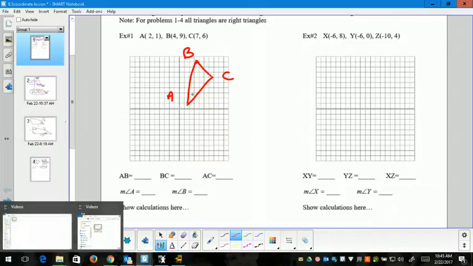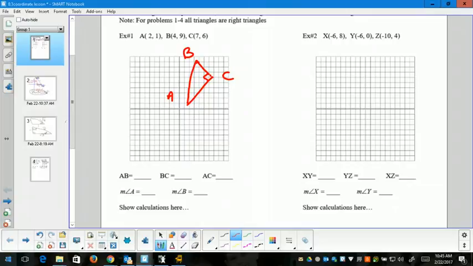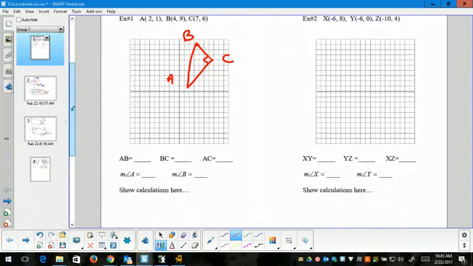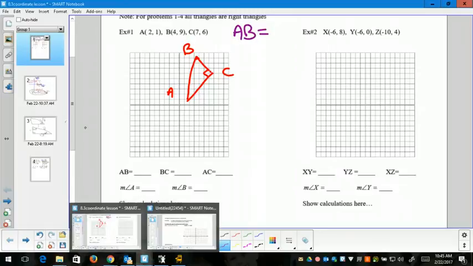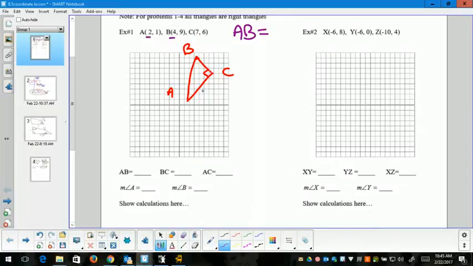If it's not a right triangle, can I use SOHCAHTOA? No. Or Pythagorean's theorem? No. But I could still use the distance formula to find the side lengths. So I'm going to start by finding AB, the distance from A to B. I'm going to find it to the side so you can still see everything on the screen.